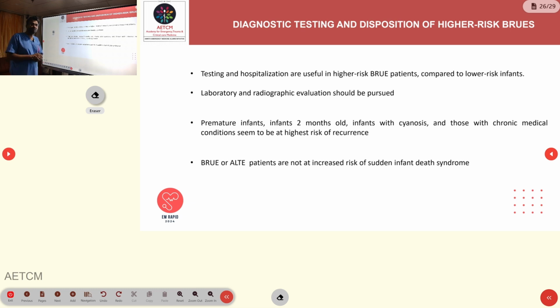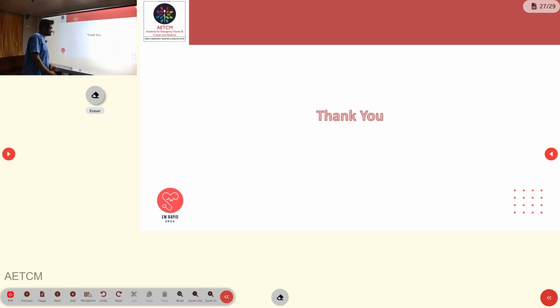And BRUE or ALTE does not have an increased risk of sudden infant death syndrome. This should be maintained in our minds, and we should be thinking about the same in all events when a child is brought with an ALTE or BRUE event. That's it regarding SIDS and BRUE.